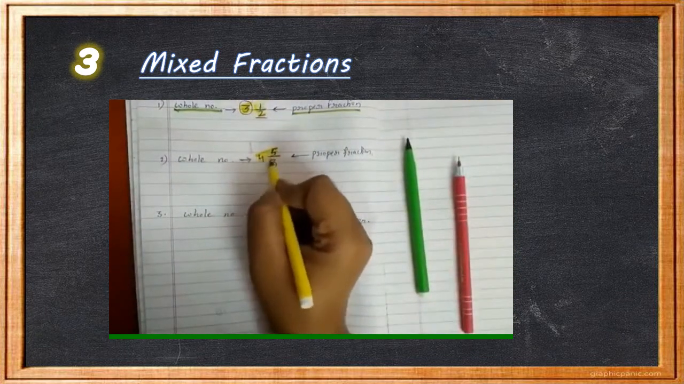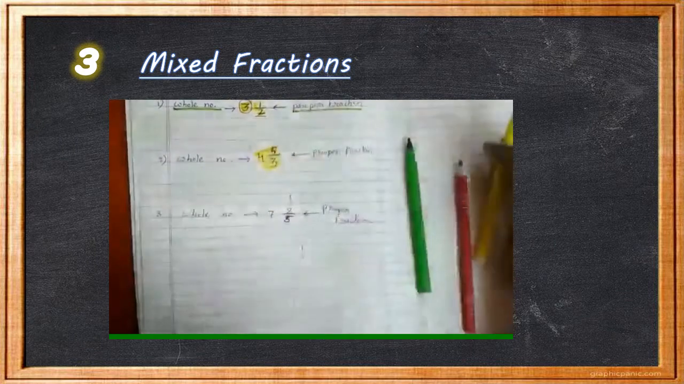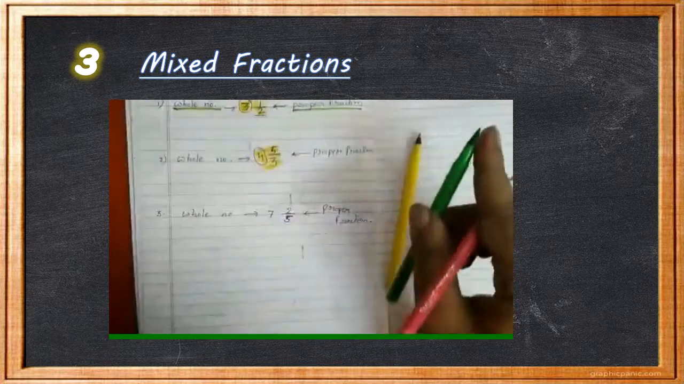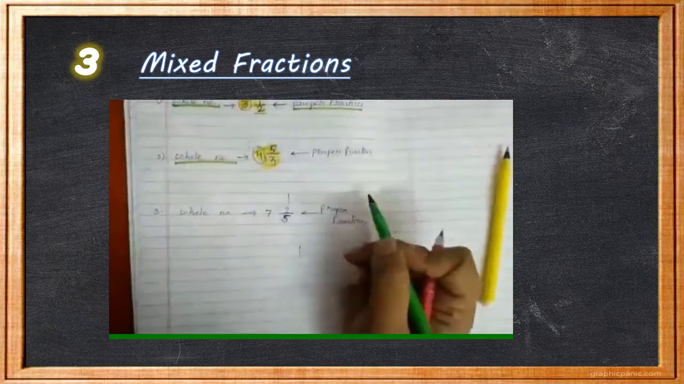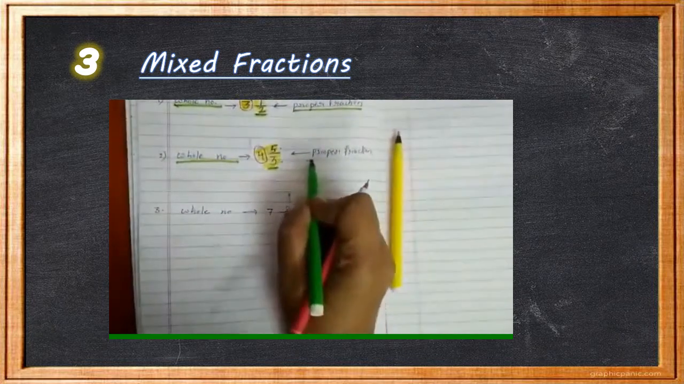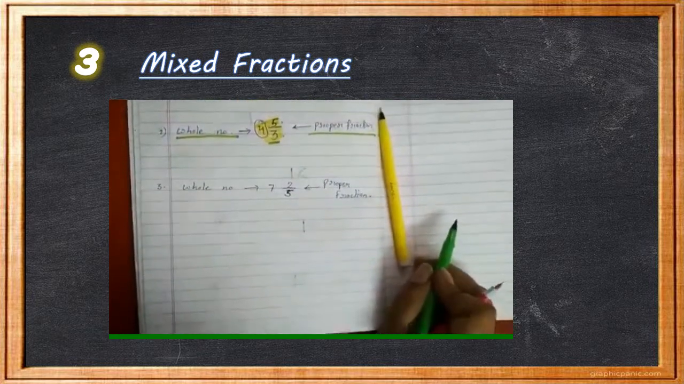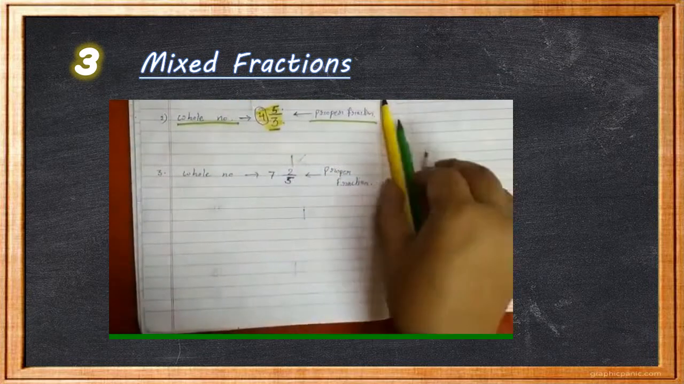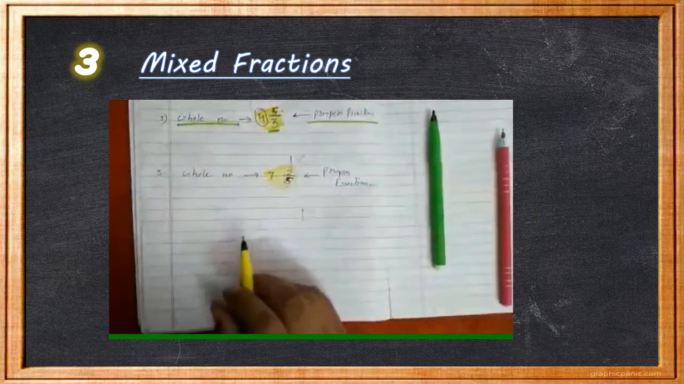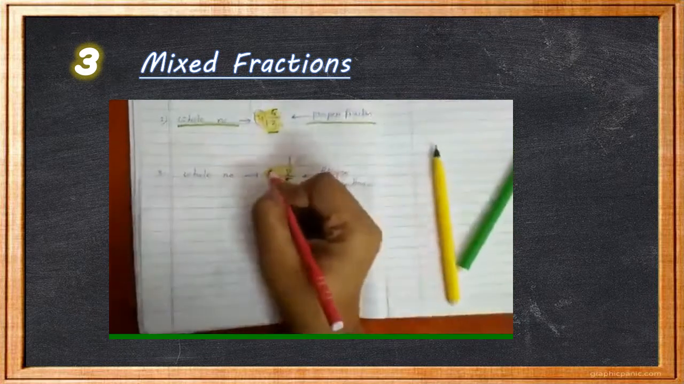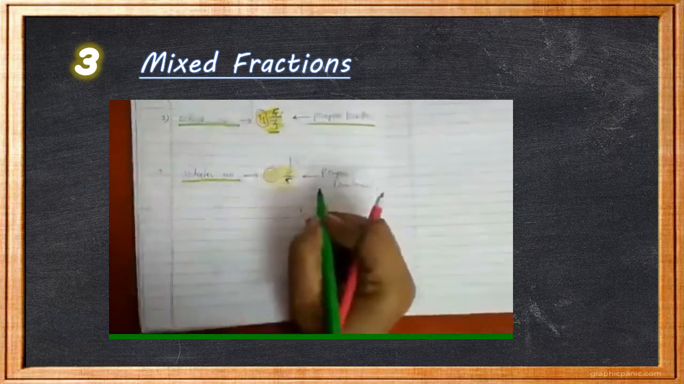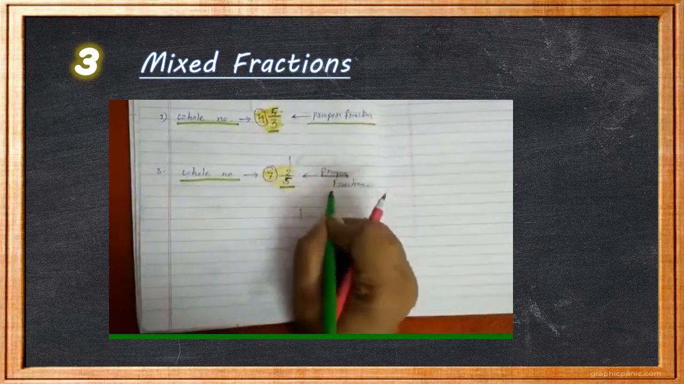Now see the next example. 4 whole and 5 upon 3. So children, here we can see 4 is a whole number. Yes. And 5 upon 3 is what, children? Proper fraction. Is it clear? You can see the third example also. 7 whole 2 upon 5. So 7 is what, children? Whole number, where 2 upon 5 is proper fraction.